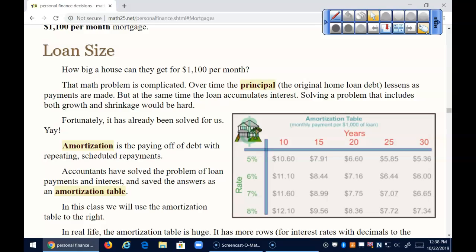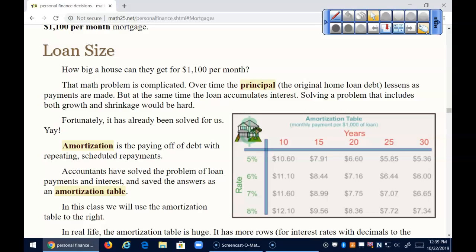The name for this process of making the same repeated scheduled payment, most people don't pay the same amount on their credit card every month like they do a mortgage. But for something like a mortgage where you pay the same amount month after month after month, that's called an amortization. And this is the amortization table. It tells you if you were to have a $1,000 loan, notice the little blue 1,000 up here at the title, then how much would you have to pay each month to pay off that loan for a certain number of years?